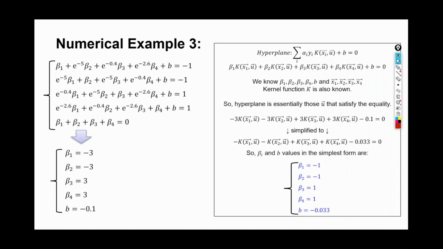Yes, because e to the power of something. This is a constant. E is a number, 2.718, the so-called Euler number.